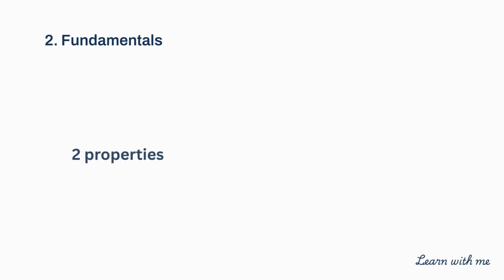Now let's look at two important properties of probability. The first property is about complements. For any event A, the probability of A plus the probability of its complement must equal 1. That makes sense, because either A happens or it doesn't. Together they cover the entire sample space.